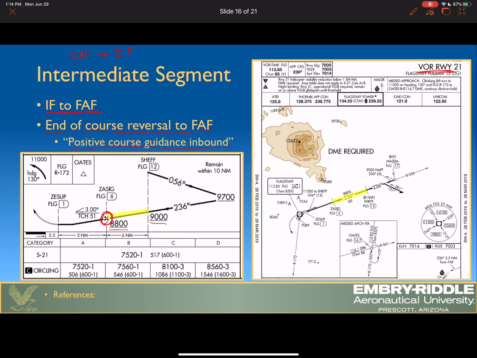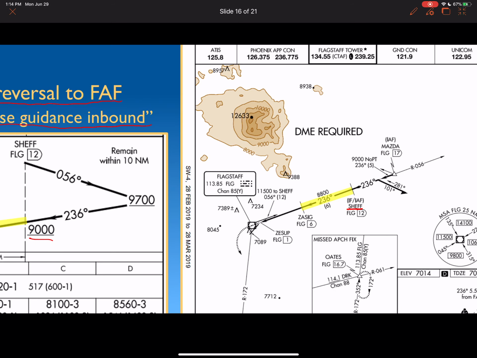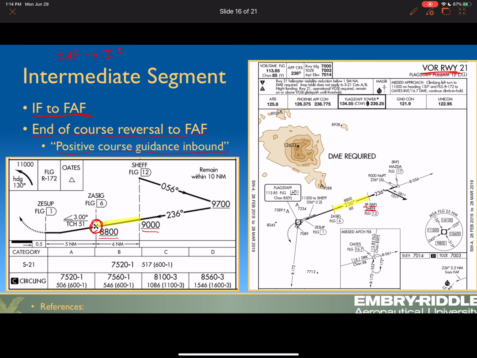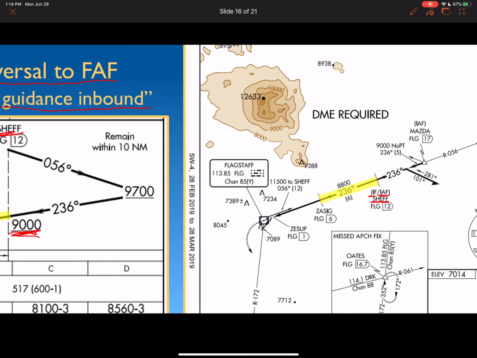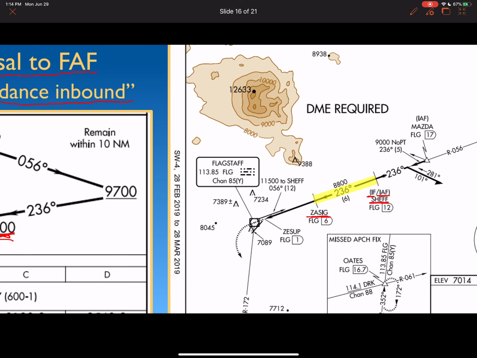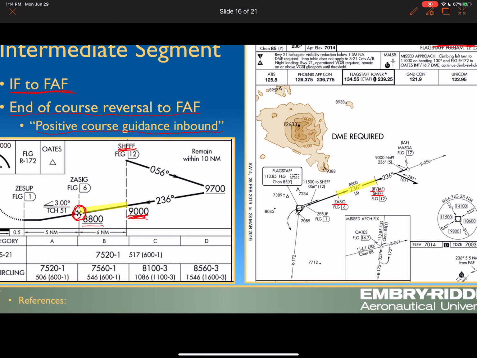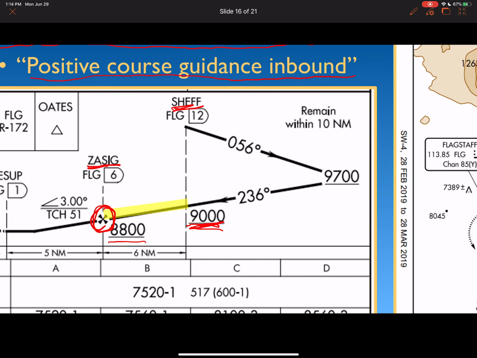Okay, so again, whenever you look at an approach, draw the parallels. Look for the different segments and where they line up in the top-down view and the profile view. So here you can see we have Chef. This serves as our intermediate fix as well as our initial approach fix, depending on which direction you're coming from. So you can see it here. Here is Chef, that 9,000. Then if we go down to Zeisig, that is our final approach fix. So here is Zeisig.